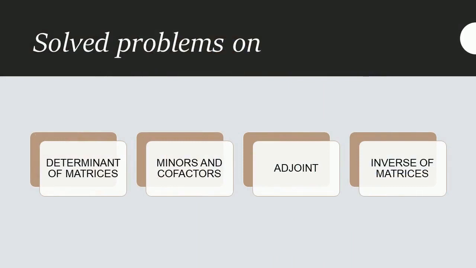Today we are going to be looking at solved problems on determinant of matrix, minor and cofactor, adjoint, and inverse of matrices. So basically, we're going to solve a question that's going to contain all these things. If you haven't watched the video on this, please, I'll add the link in the description below. So please do well to go to the link and watch the video. That would help you understand everything we are going to do here today.